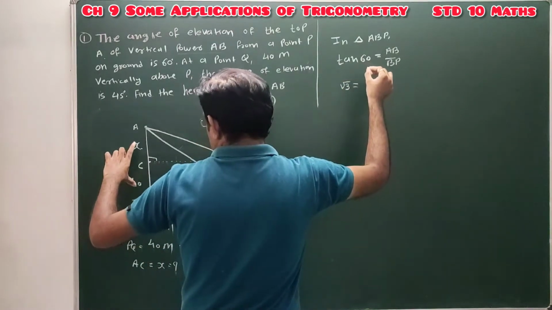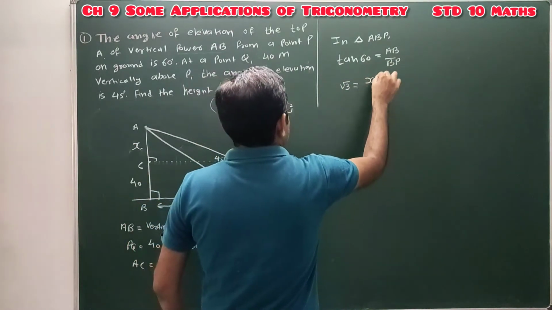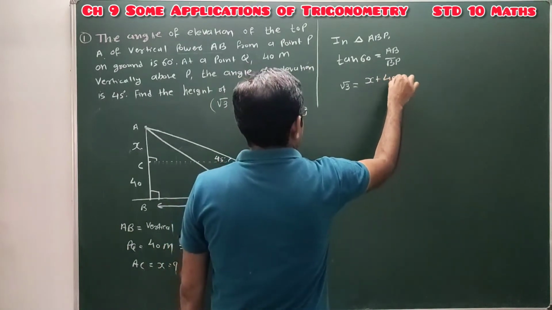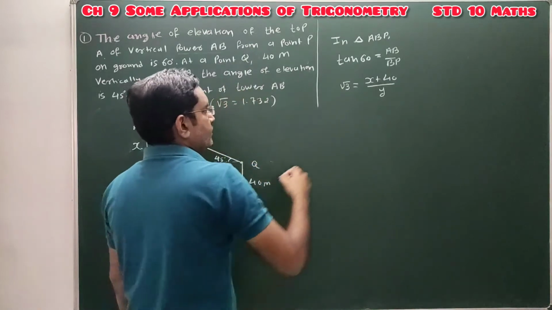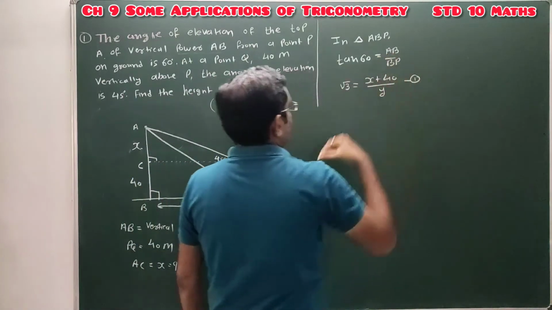AB is AC plus BC, so X plus 40 upon BP, which is Y. Say this one is result number 1.